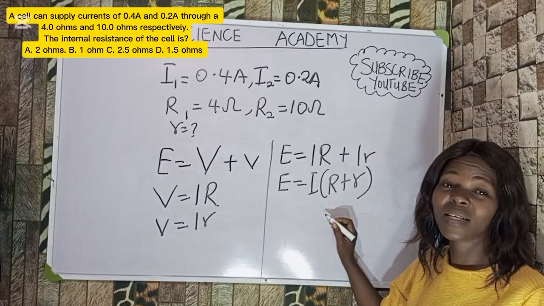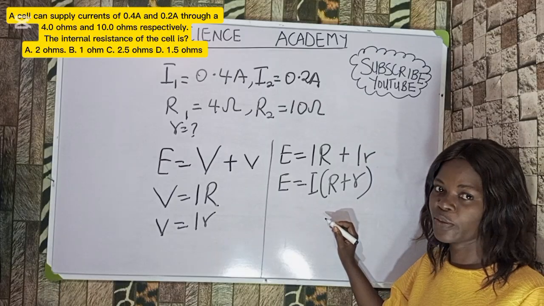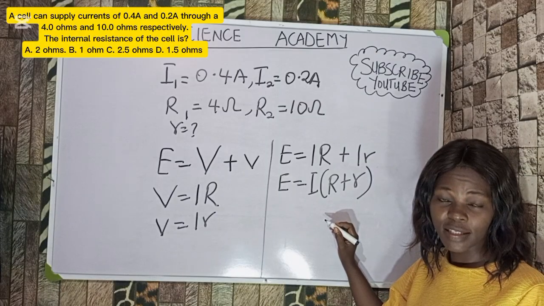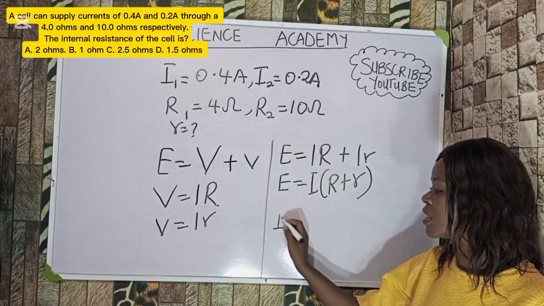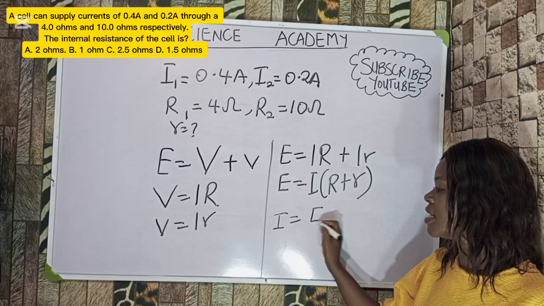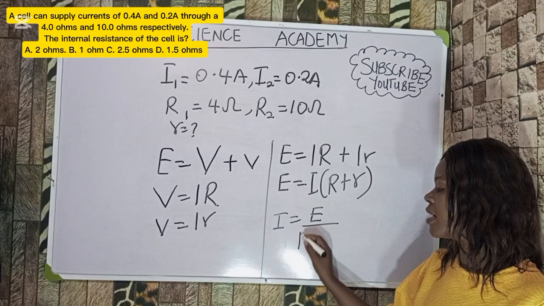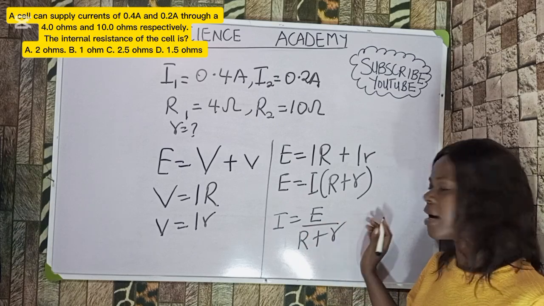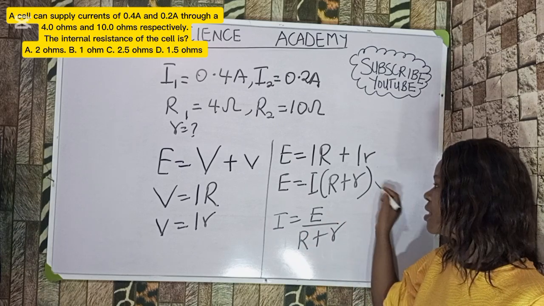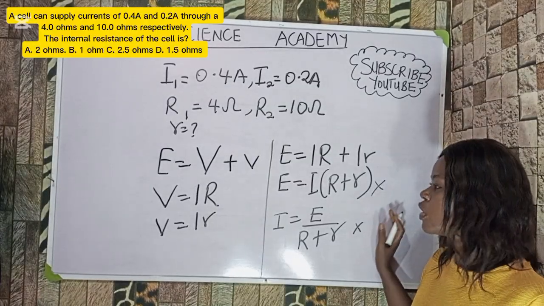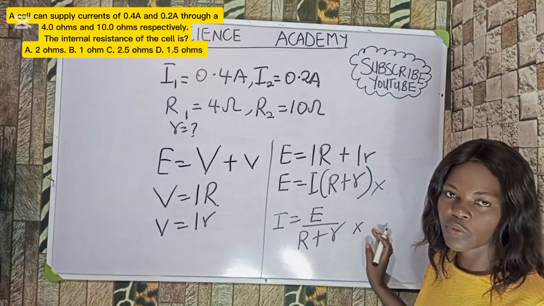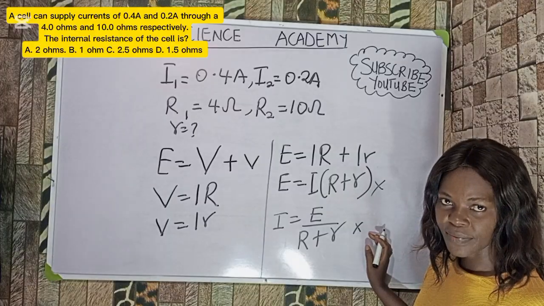But in case you are asked to calculate the current flowing through a particular circuit, where you have the internal and external resistance, you are going to use this one, by making I the subject, which is E all over R plus r. Is that okay? So this and this are the same, depending on what you are looking for. I'm going to use this particular equation to solve this problem on the board. I hope that is clear.